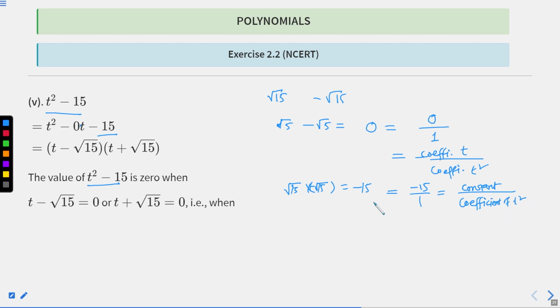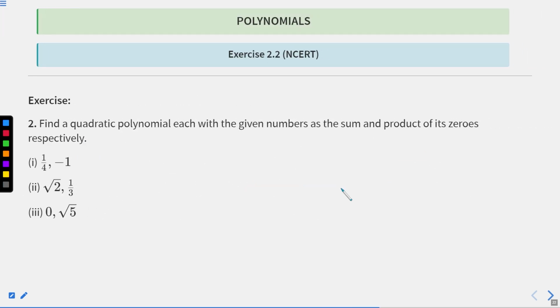Okay, so verified. So now let us move to exercise 2. In exercise 2, here we have to find a quadratic polynomial each with the given numbers as sum and product of its zeros respectively: 1/4 and -1.